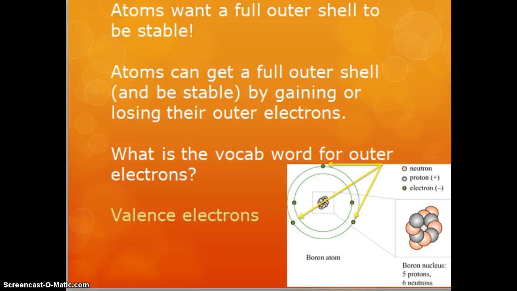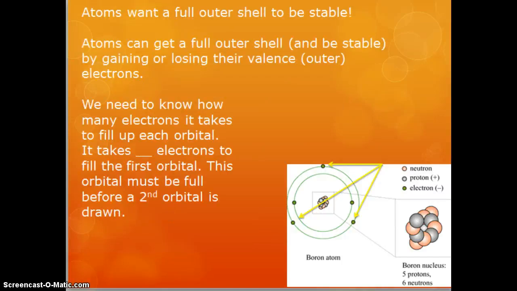The valence electrons are going to be gained or lost in order to get a full outer shell, in order to be stable. Atoms want a full outer shell to be stable. That's why chemistry happens. Atoms can get a full outer shell and be stable by gaining or losing their valence or outer electrons. We need to know how many electrons it takes to fill up each orbital.